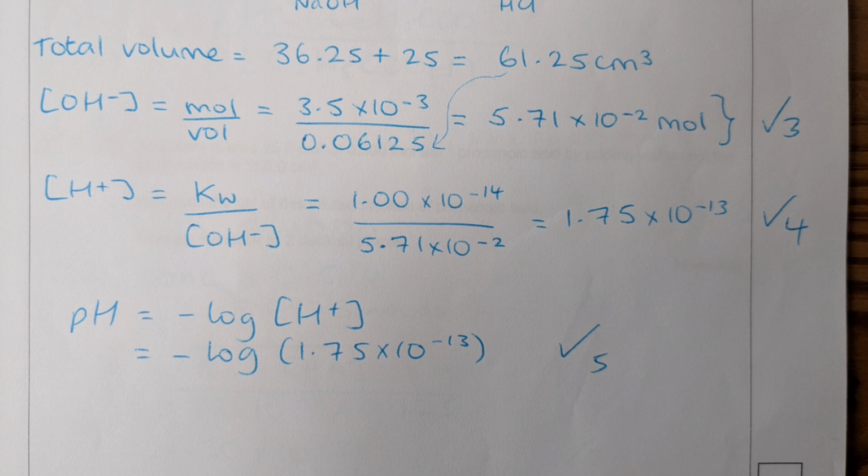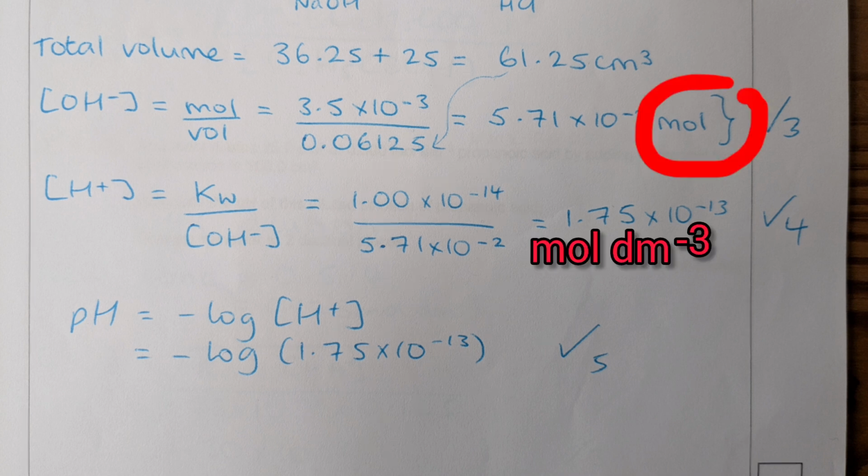So remember, concentration is moles over volume. We'll use the moles we just worked out, so the remaining hydroxide, over the new total volume, which is in decimeters cubed, and that means our concentration will come out in moles per decimeter cubed. There's a mistake in the unit there. I've put moles, it's meant to be moles per decimeter cubed for hydroxide concentration.